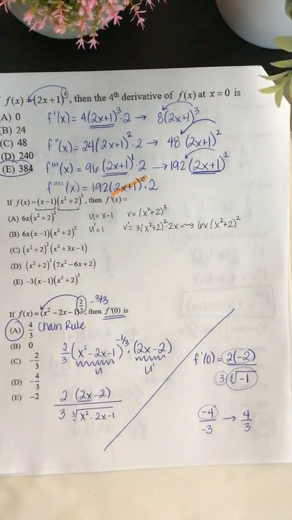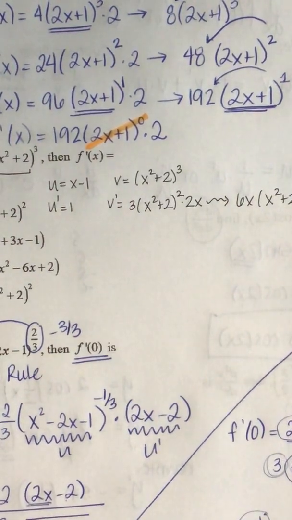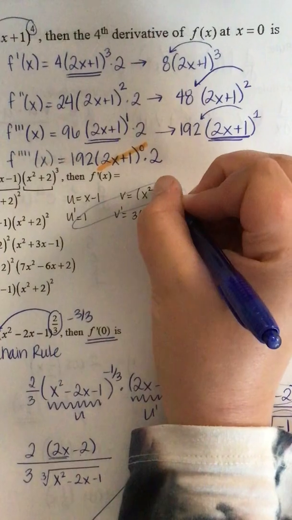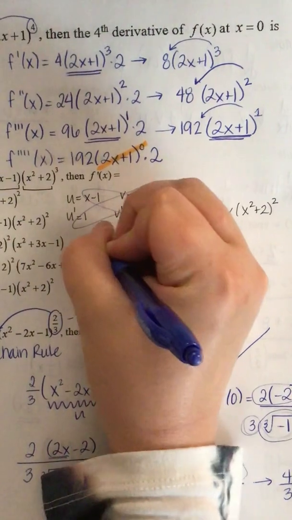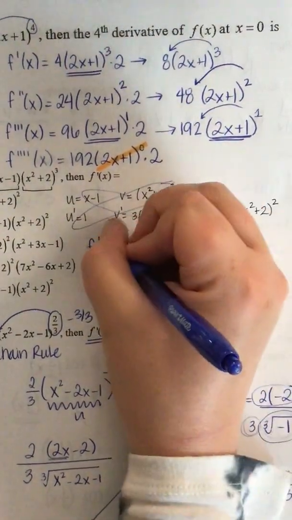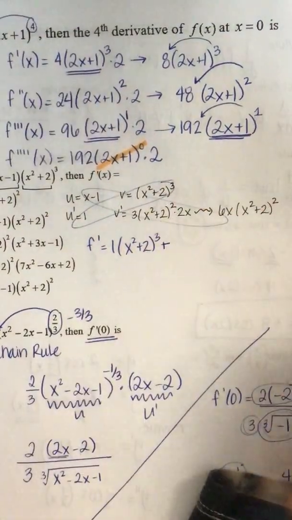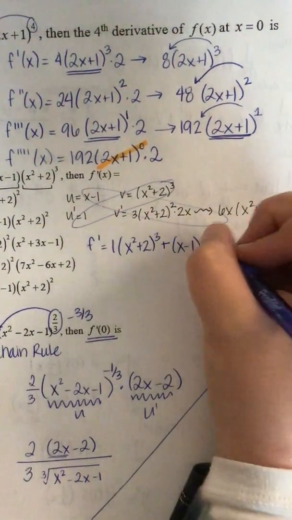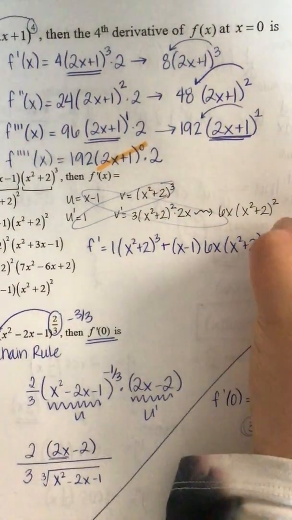So kind of weird there, but we can do a little bit of work on that to make it a little bit easier, okay? Then from there, we're going to do our product rule. So it'll be this times this plus this times this. So if this is f, the derivative is f prime. So it'll be 1 times x squared plus 2 cubed, plus, in the middle for product rule, x minus 1 times 6x, x squared plus 2 squared.